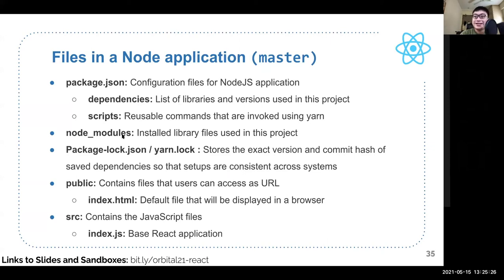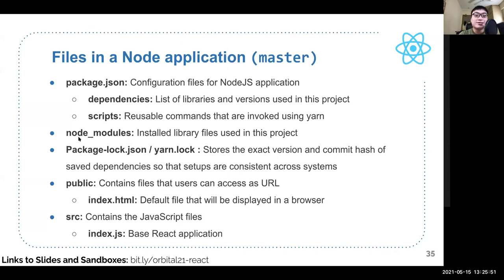Then there are node modules. When you actually add third-party libraries, what NPM or Yarn does is it will download them and install them to node modules. This usually is a very large directory with a lot of files. So if you use things like git, don't commit this node modules directory. Just git ignore it and don't commit it.